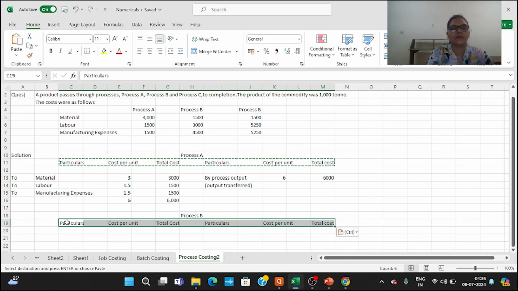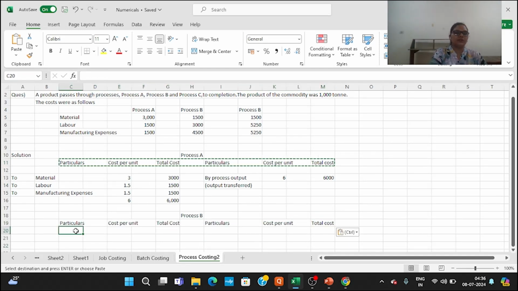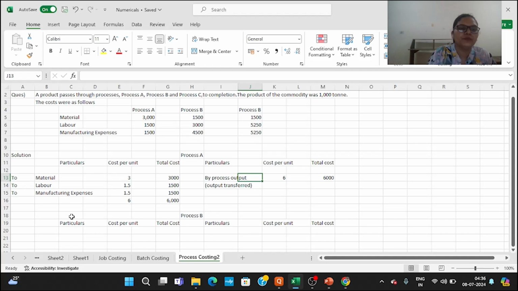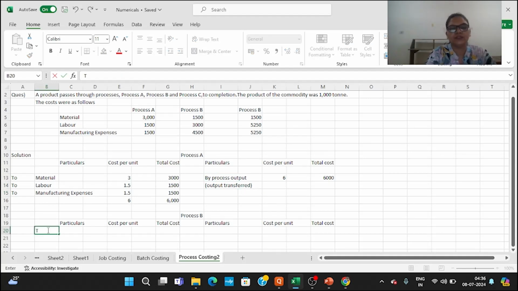Now particulars. Again, we will follow the same format, but the basic difference will be, first of all, we will transfer this particular process output, which will be from process A, which will be transferred to process B, by process A, 6,000, and cost per unit is 6.